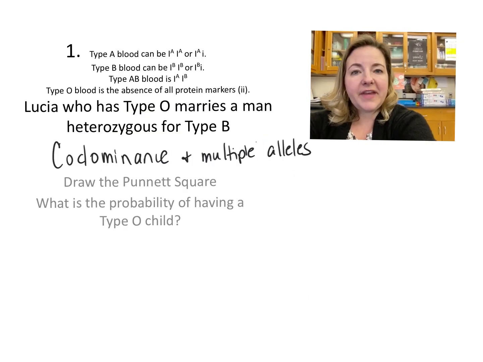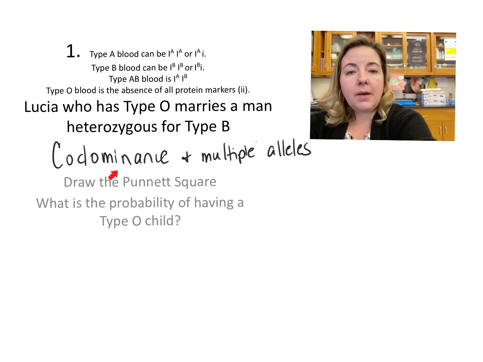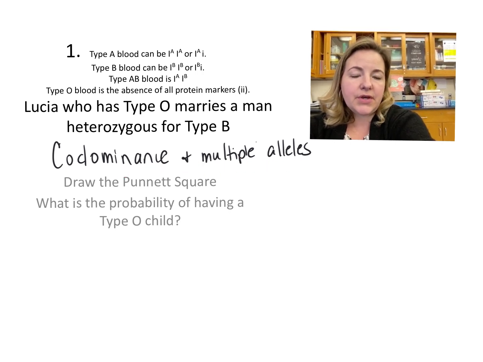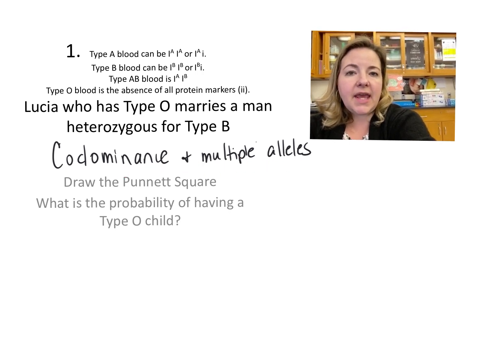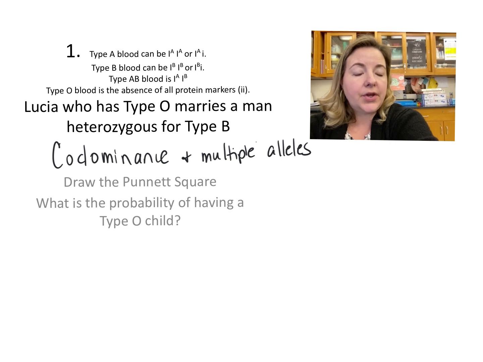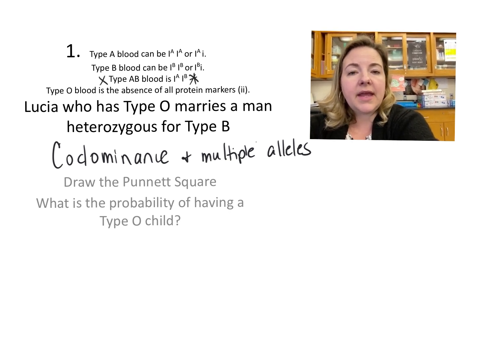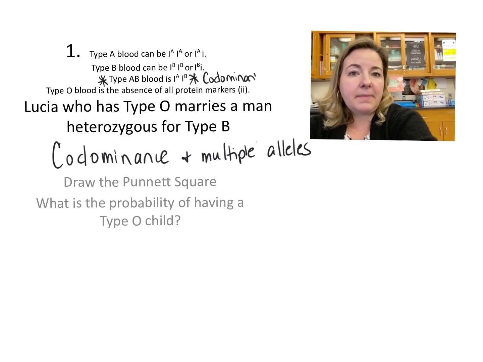All right, so now we're moving on to another type of inheritance, codominance and multiple alleles. So codominance means that A and B are both dominant together. So if we have both the A allele and the B allele, we're going to see both of those traits, and that's how we get blood type AB.